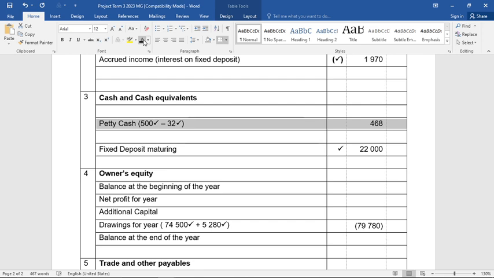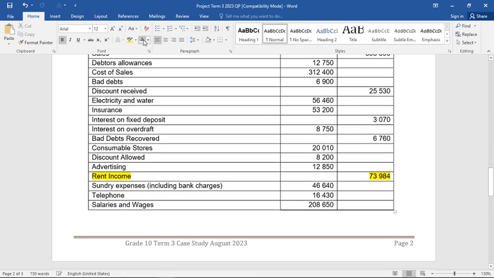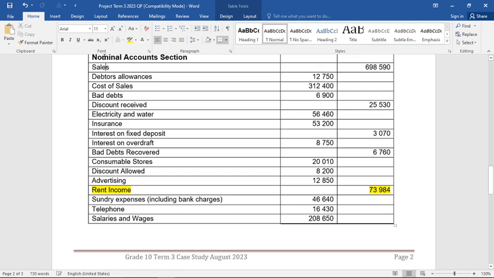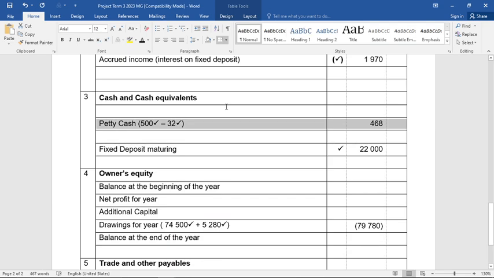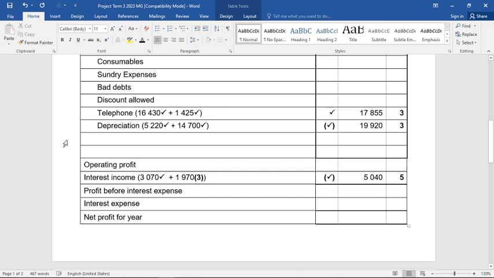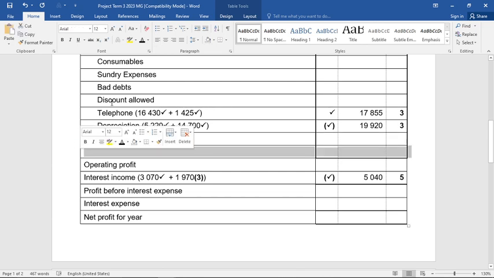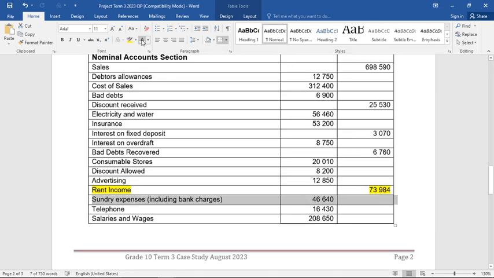The 32 Rand we paid for was for stationery, so we're going to now process stationery in our income statement. If you go look at your list of figures, starting at sales in the nominal, you'll notice that there's no stationery mentioned anywhere. We can't assume that we can simply put it in sundry. We should be told to do that. So we will now open up a new account in our nominal, and we're going to call it stationery over there for 32 Rand. Happy?